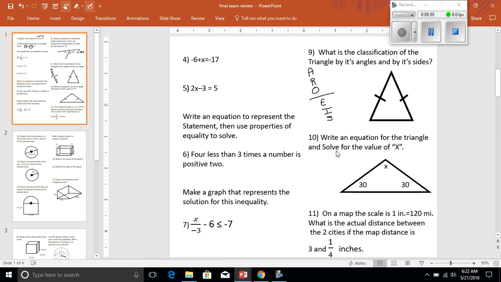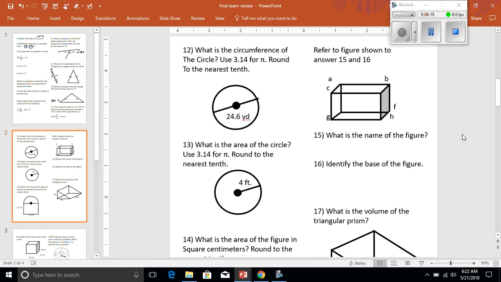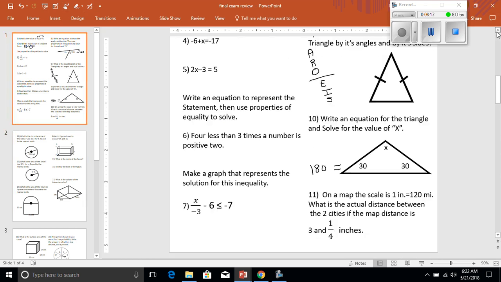Write an equation for the triangle and solve for the value of x. Once again, all the angles of a triangle have to equal 180. What does this mean for you? It means that 30 plus x must equal 180. And I'll let you figure that out. Oops, went a little too far.